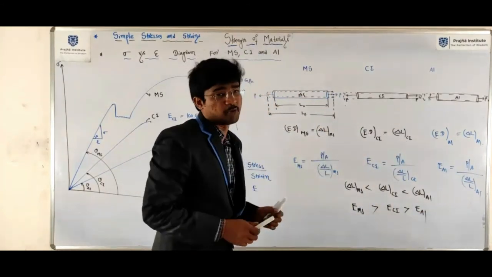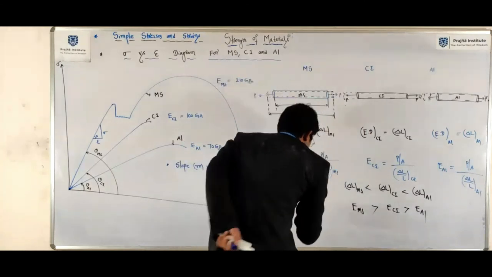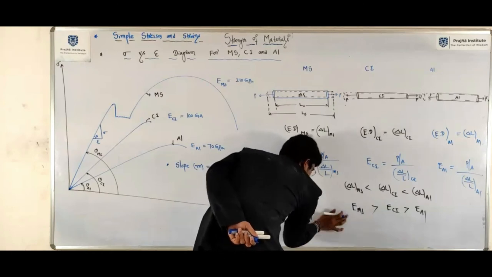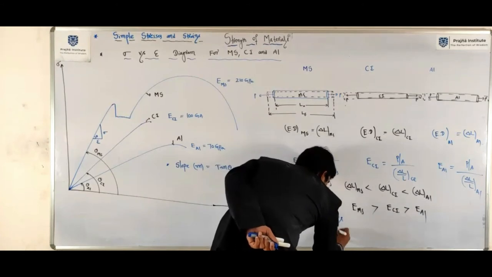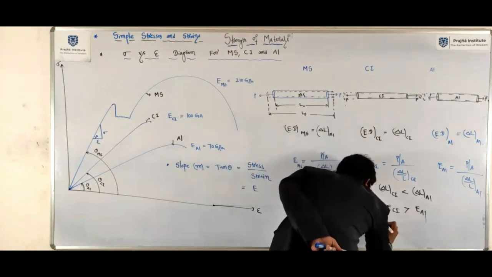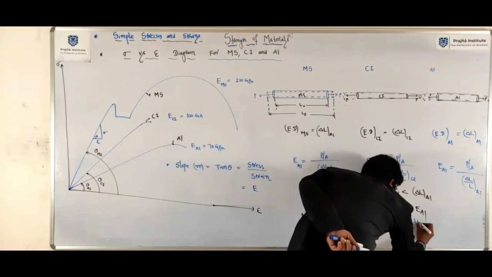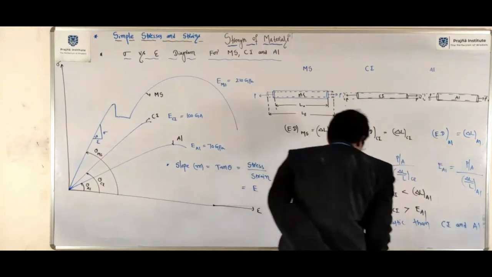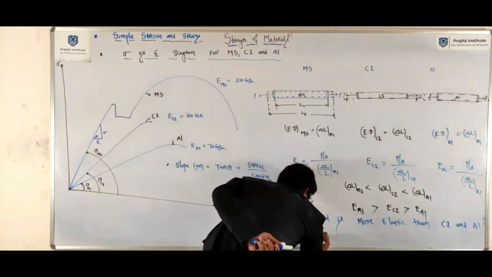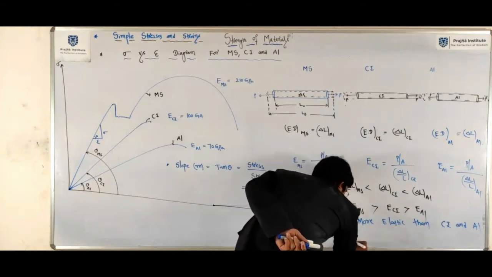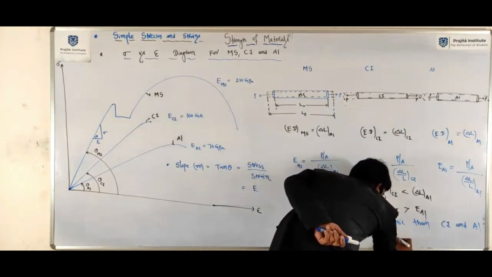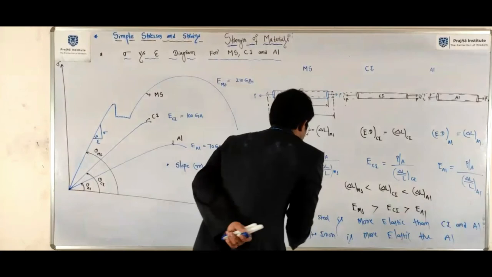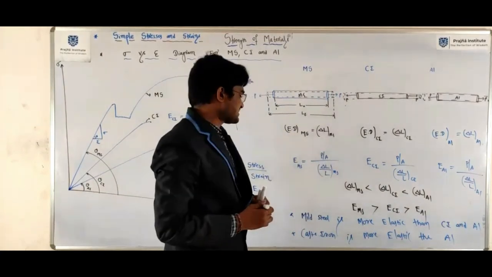Here you should build one good point. What is that? Mild steel is more elastic than cast iron and aluminium. Cast iron is more elastic than aluminium. Okay, what is meant by elasticity?